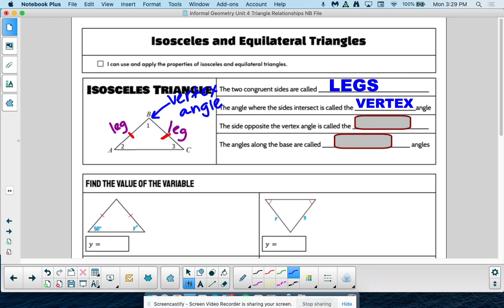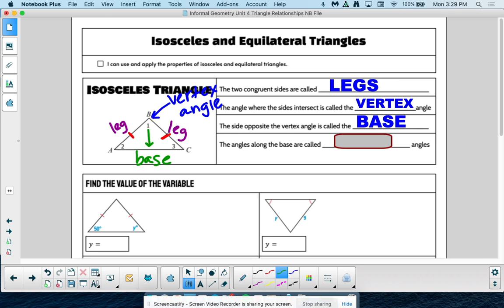The side opposite your vertex angle is called the base. So the non-leg side, right? So down here, AC, this is our base. It's across from our vertex angle, or you can think of it as the non-leg side.